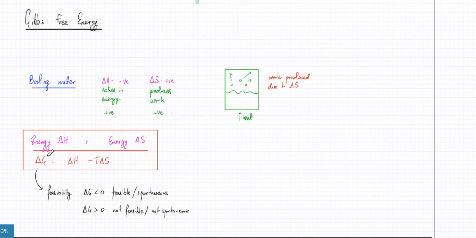Gibbs free energy is the total energy. It's the enthalpy change plus the energy that is due to entropy change, and that is minus T times delta S. Because we had earlier stated that delta S is minus delta Q over delta T. It's the amount of work that is produced at a specific temperature in kelvins. You rearrange this term, T multiplied by delta S is delta Q. And this is your Gibbs free energy.